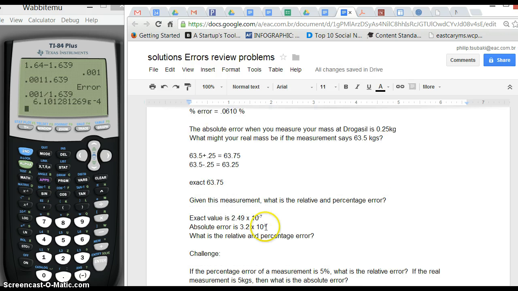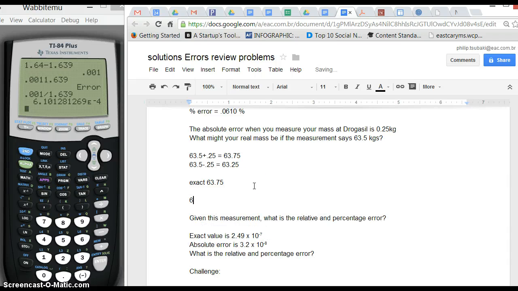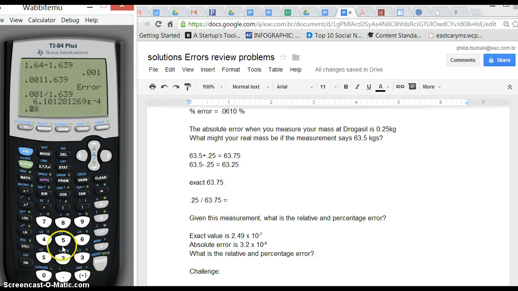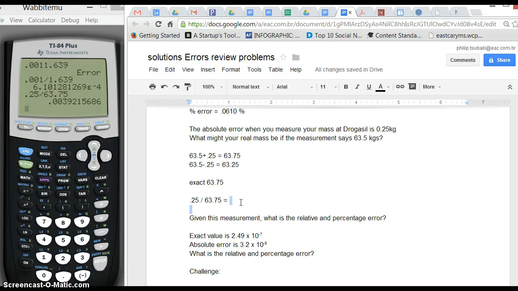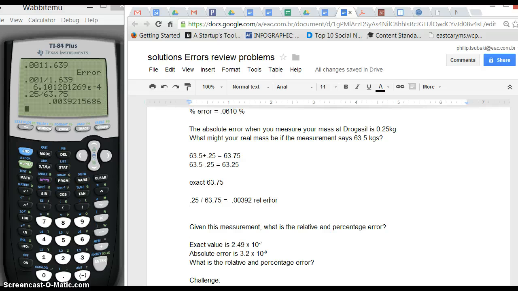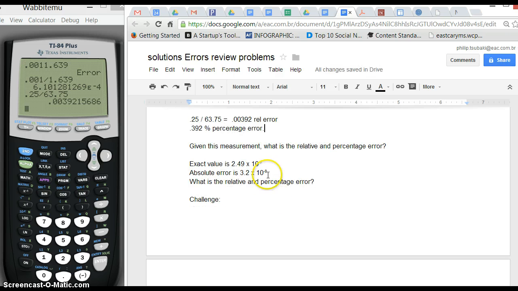And let's figure out the relative error based on that. That would be the absolute error, which is 0.25, and we're going to divide by the exact value, which is 63.75, or that's what we think it is anyway. So now we're going to figure out the relative error, 0.25 divided by 63.75, and we get 0.00392. So that's the relative error. And now we're going to get the percentage error, and all we're going to do to get that is multiply by 100. So that would be 0.392% error.